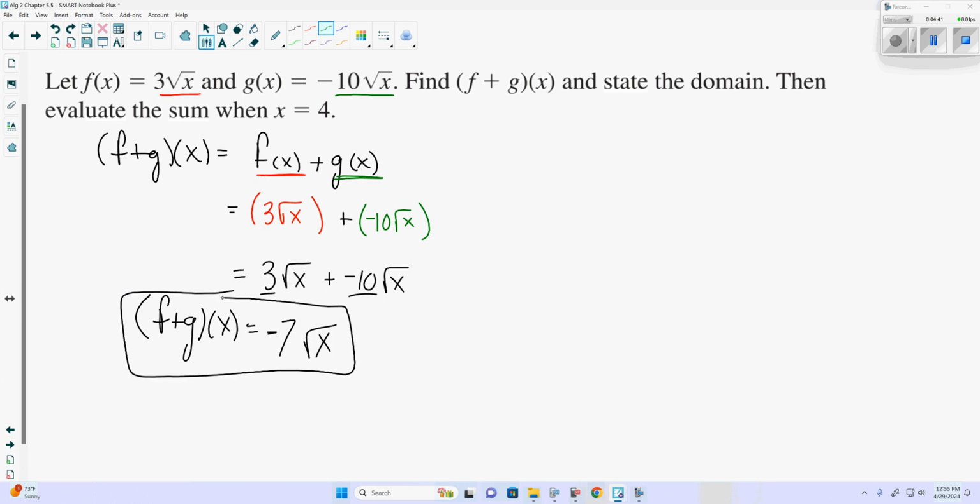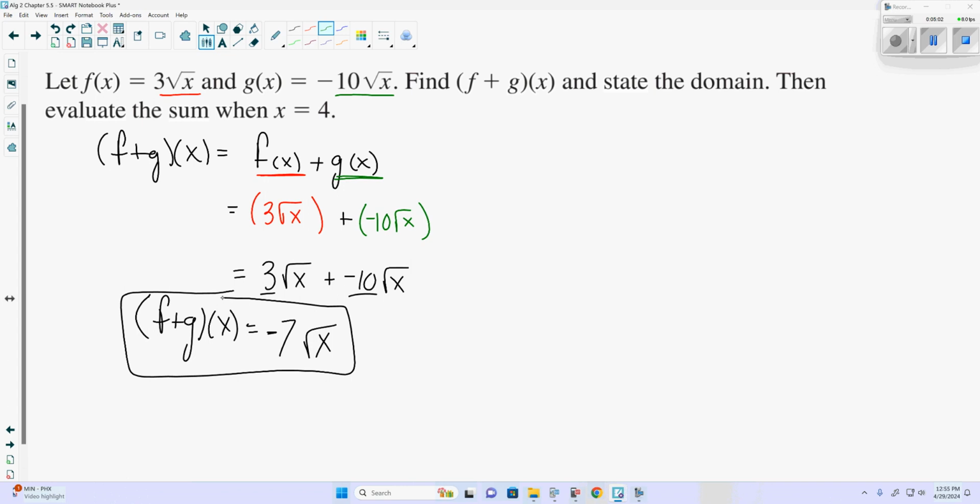So f plus g of x is negative 7 square root of x, because really all we're doing is combining like terms. So 3 minus 10 is negative 7, so negative 7 square root of x. Questions on this first part here?